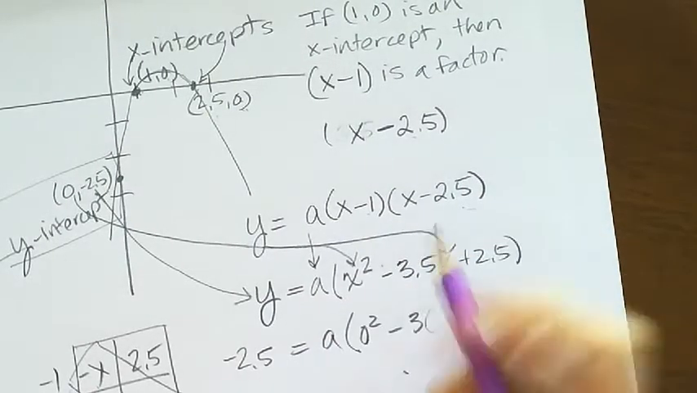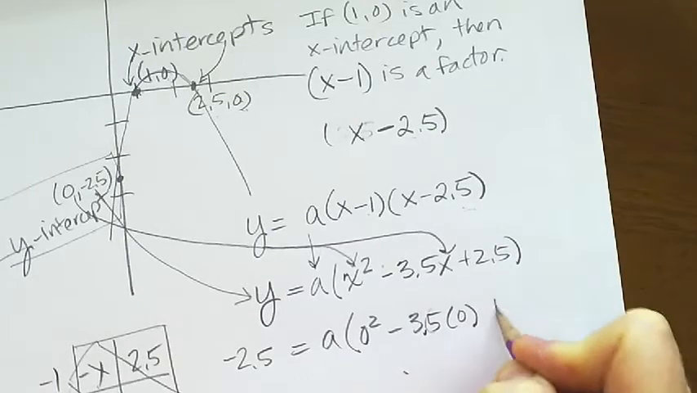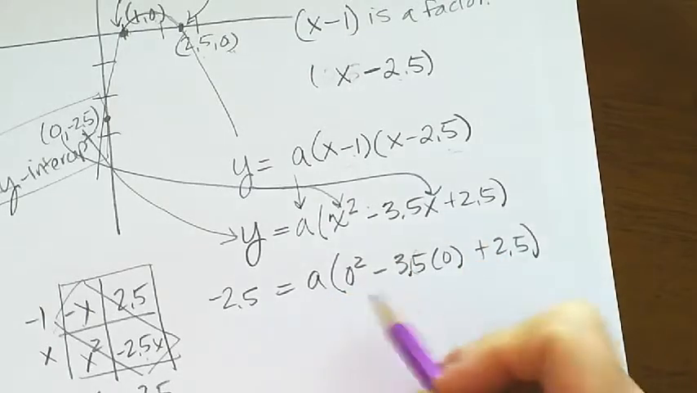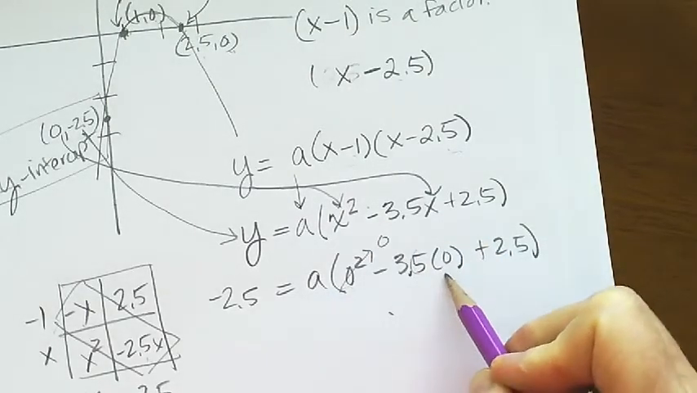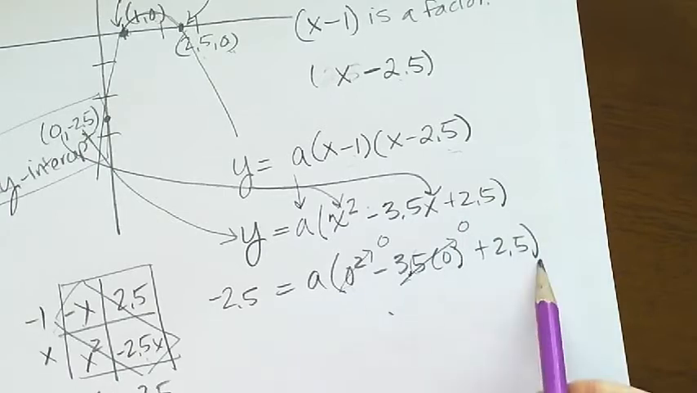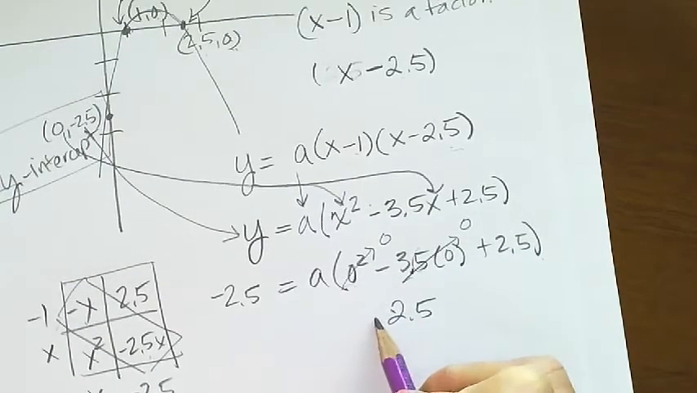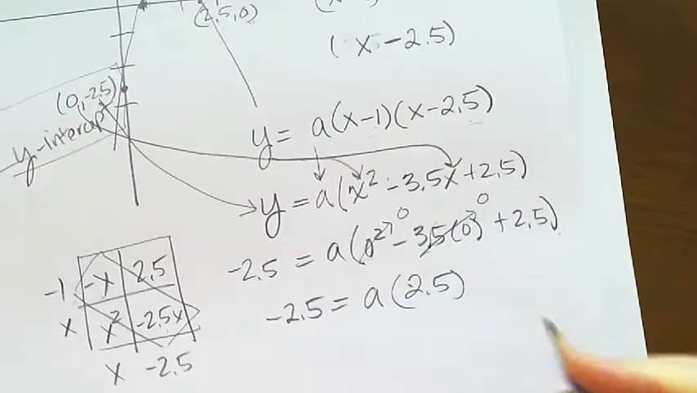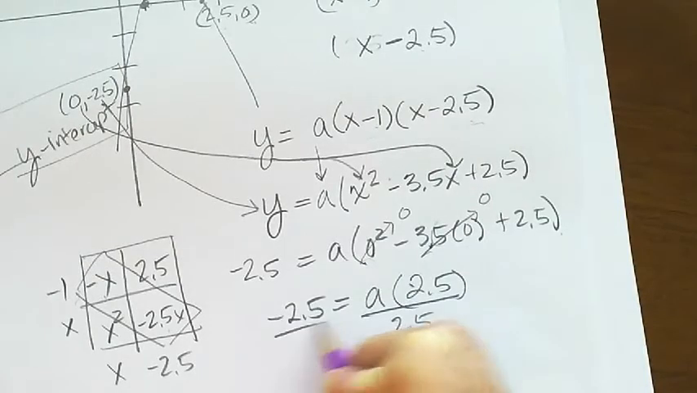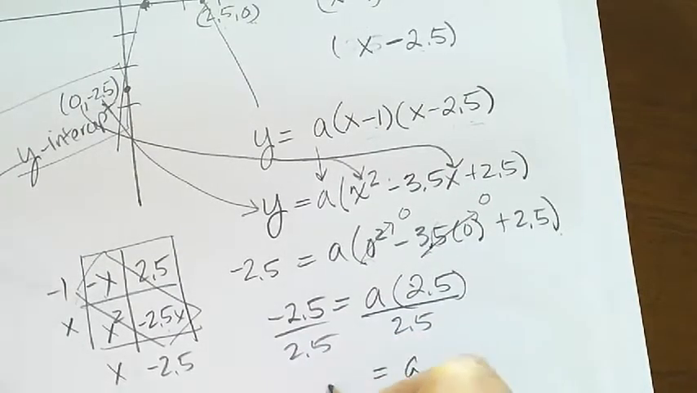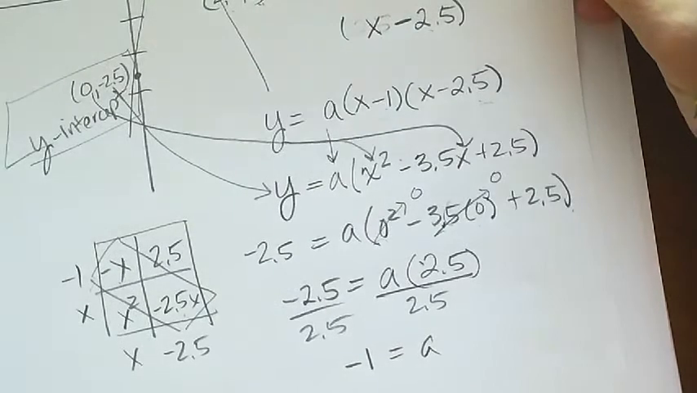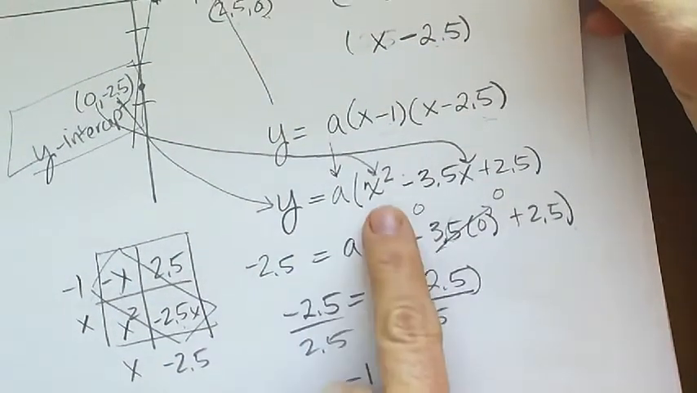Oops, 3.5. Well, 0 times itself is 0, so this is 0. 3.5 times 0 is 0. So you wind up with just 2.5 in the parentheses times a equals negative 2.5. To solve for a, you're going to divide both sides by 2.5, and that's going to give you negative 1.